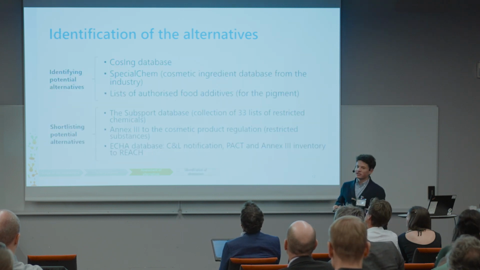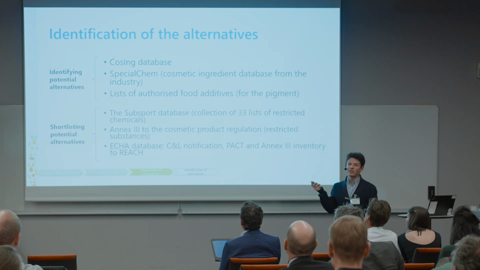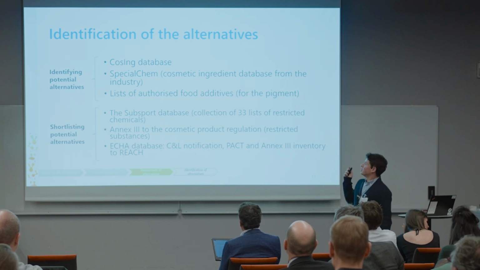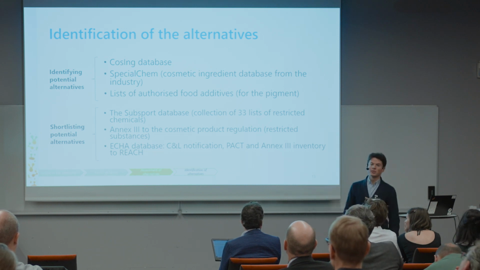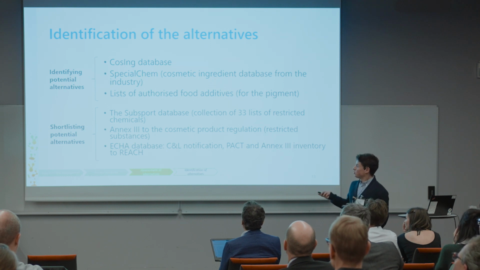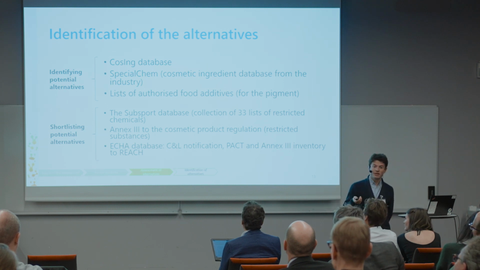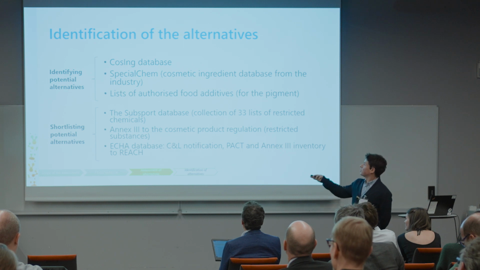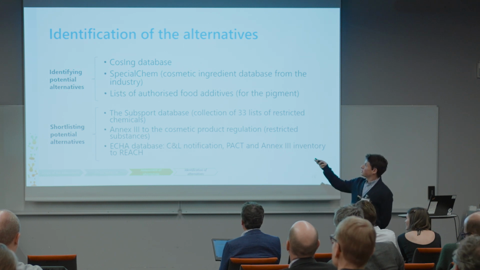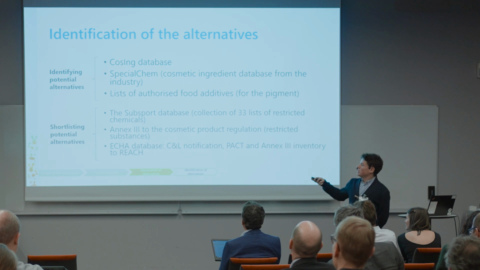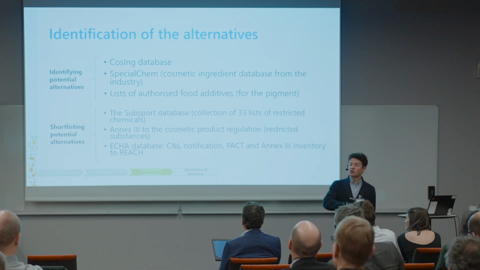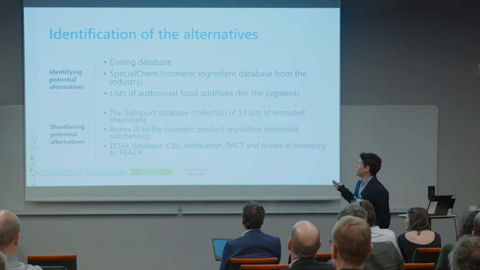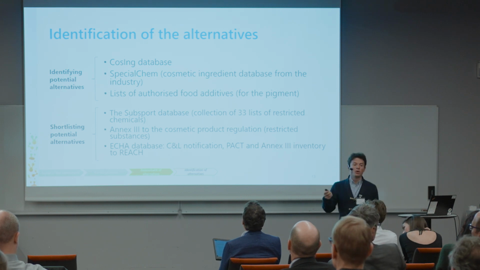So to identify the alternatives, we used the CosIng database again as a basis. Then we also used a list of special claims and a list of authorized food additives to identify the potential alternatives. Then we shortlisted the potential candidates. So it means that after screening all these databases, we ended up with around 50 alternatives per case study, which was way too much. So then we took substances out based on things that we already know.